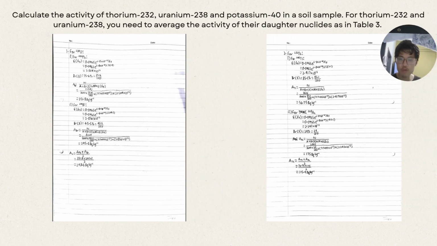For the task of part 3, we calculated that the source activity of uranium-238 is 298.6 becquerel per kilogram. For thorium-232, we calculated that its source activity is 115.9 becquerel per kilogram. And for potassium-40, we calculated that its source activity is 56.2 becquerel per kilogram.